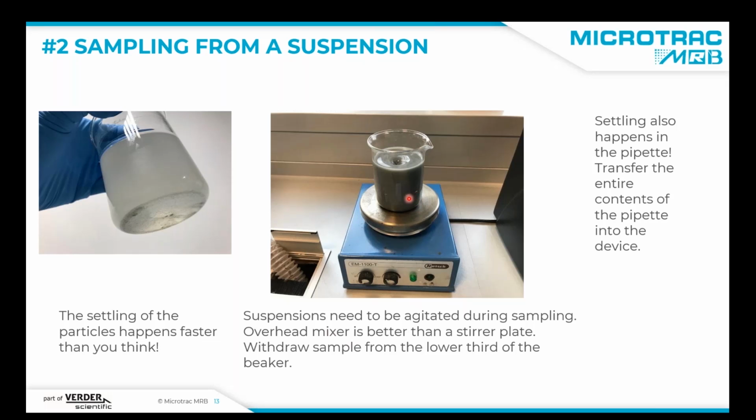And then you should take your sample with a pipette from the lower third of the beaker, so somewhere here. And then you should take the sample in your pipette and transfer the entire contents of the pipette into the analyzer, because settling of particles also happens within the pipette, and the first drop will contain all the large particles. And if you only add the first drop, your result will be too large. So you have to know a little bit how much you need for your analysis. It takes a little bit of experience, and then transfer the entire contents of the pipette into the analyzer, and that's the best thing that you can do here. But sampling from a suspension is always a bit tricky.